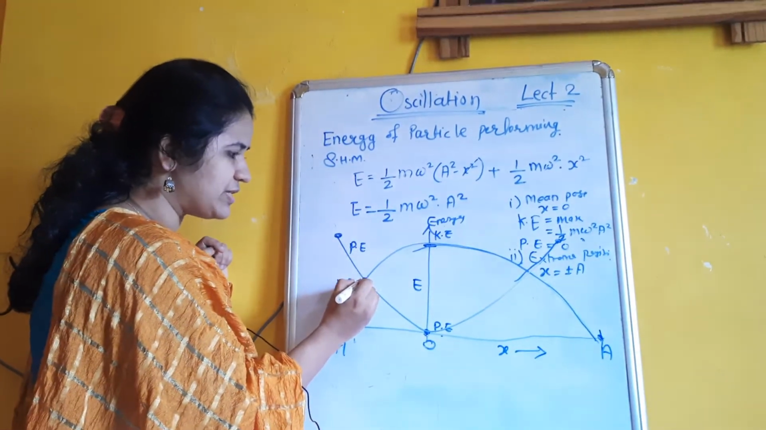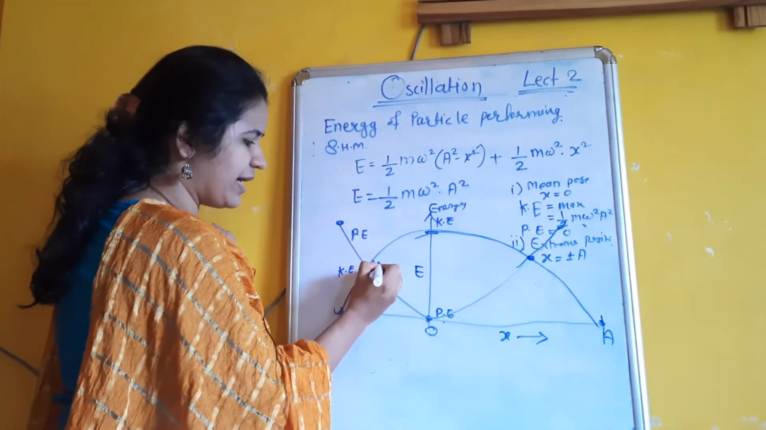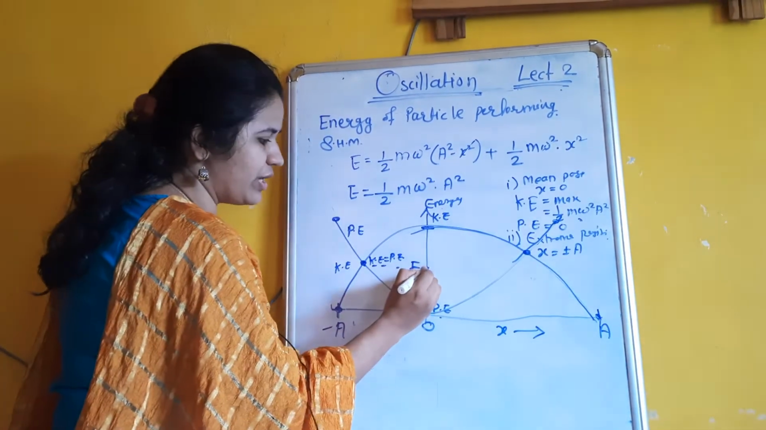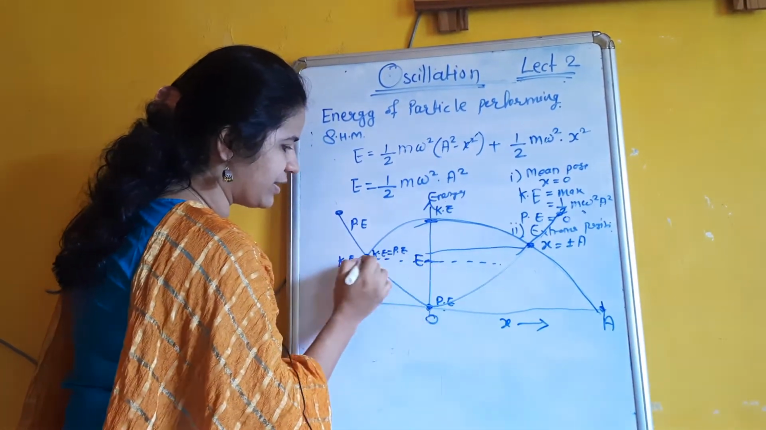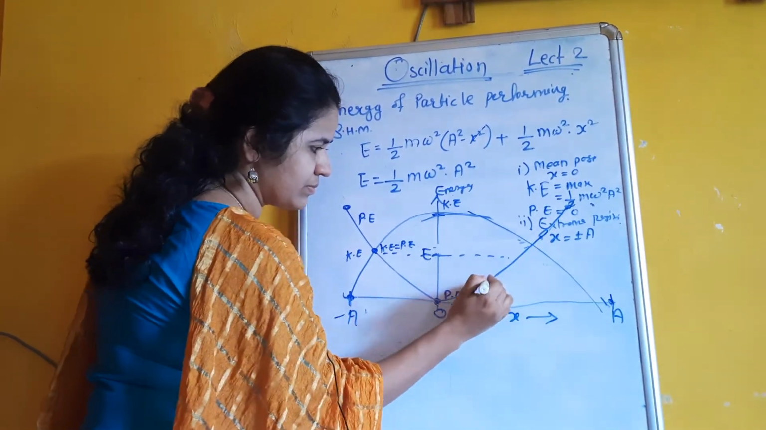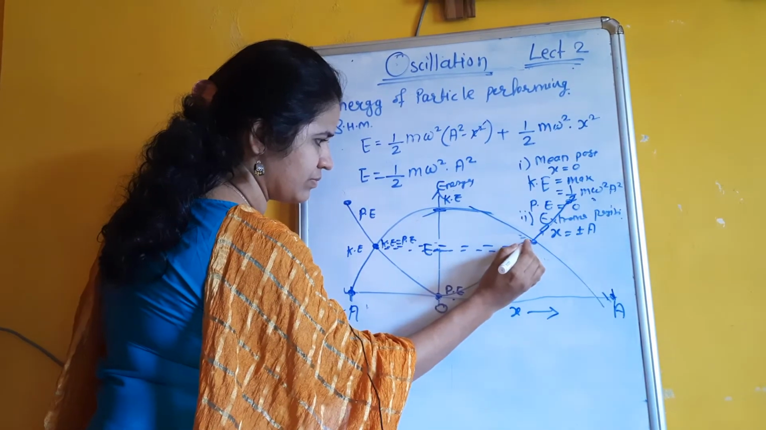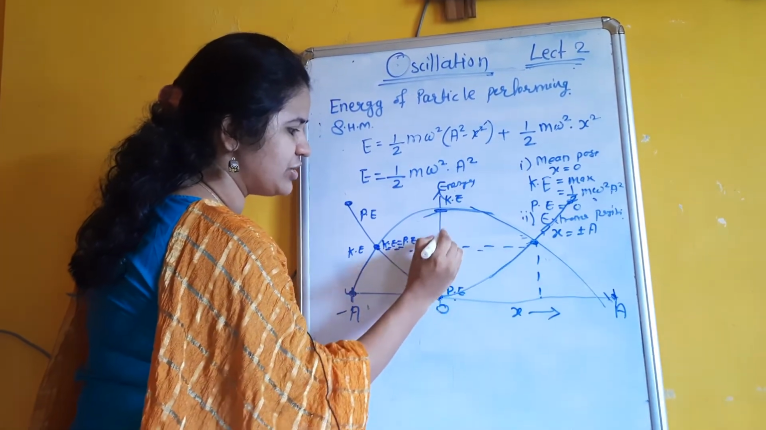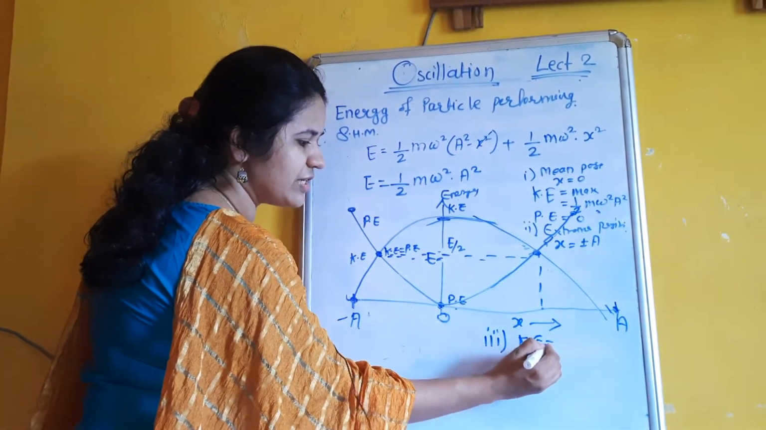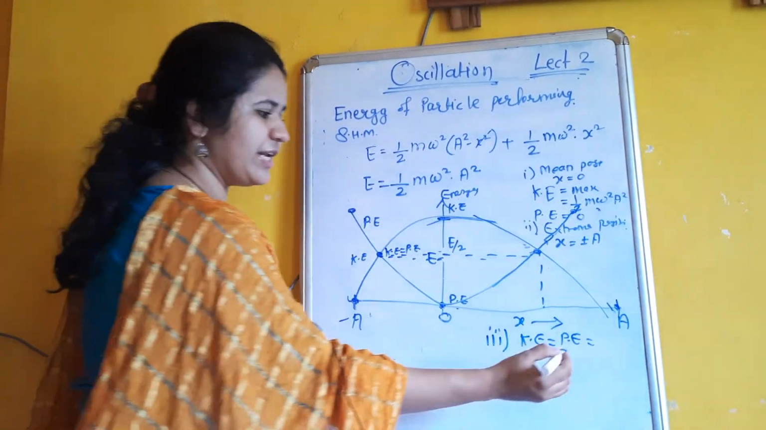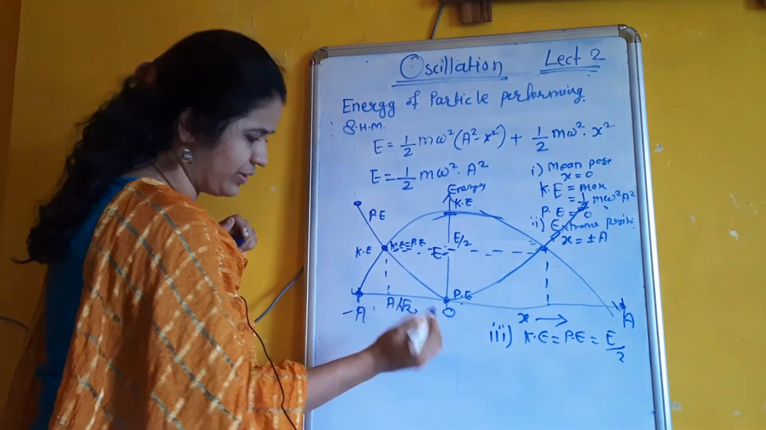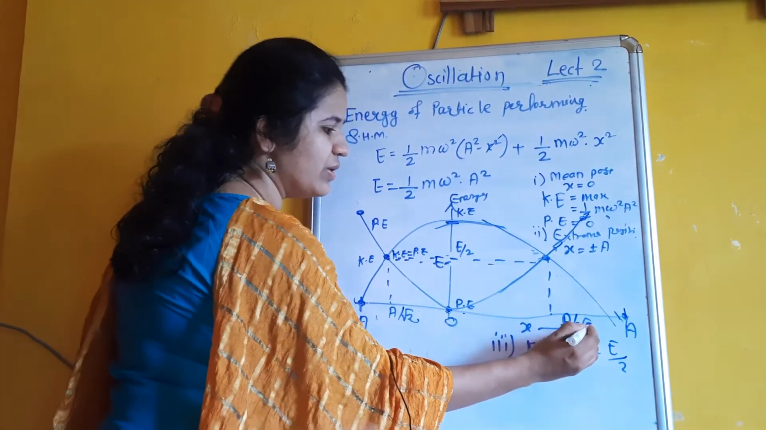When these two curves are connected, where kinetic energy is exactly equal to potential energy, that energy is half of the total. Suppose this graph is passing this way. So this energy is E divided by 2. The third case is when kinetic energy is exactly equal to potential energy, then the energy is E by 2 and that point is A divided by root 2. This is the third case.